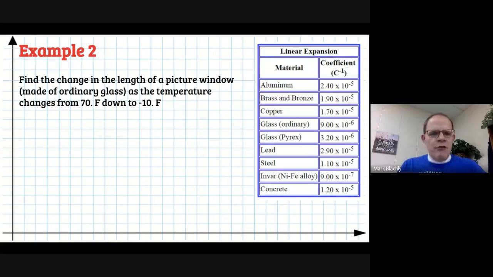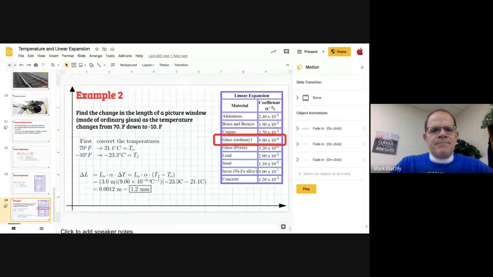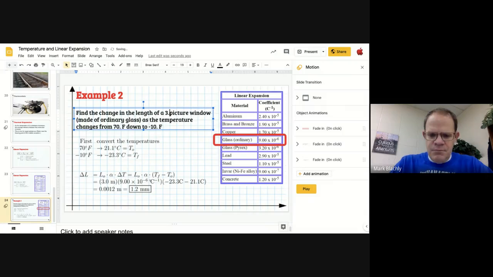I've got a picture window that overlooks the lake. This is, of course, in my dreams. A, I don't have a house on the lake, and B, I'm a teacher in New Paltz, and there are no lakes. If I had a picture window and it looked over the lake, it might be 3 meters long. Oops, I forgot to put that in there. This should be 3 meters long. So find the change in the length of a 3.0 meter wide picture window. There we go.